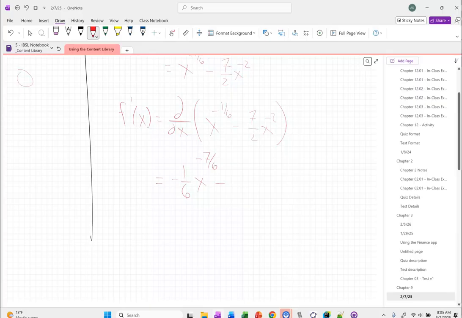What's the derivative of 7/2 x to the negative 2? Well, let's do this. Negative 2 minus 1. Negative 2 minus 1 is negative 3. Okay. And then we'll simplify that down.